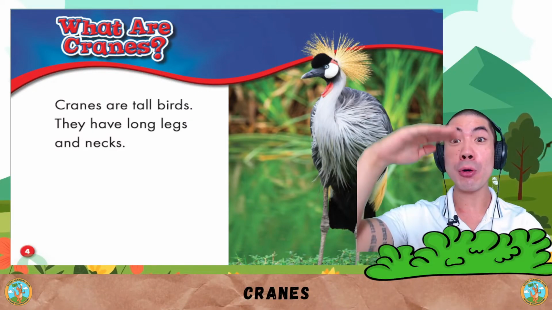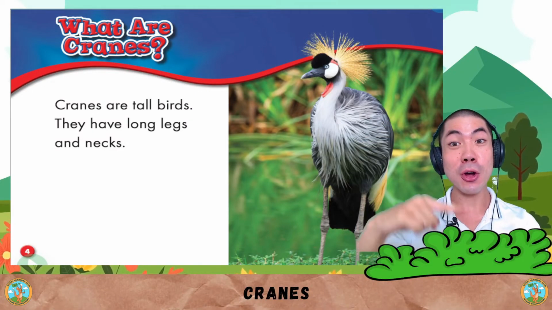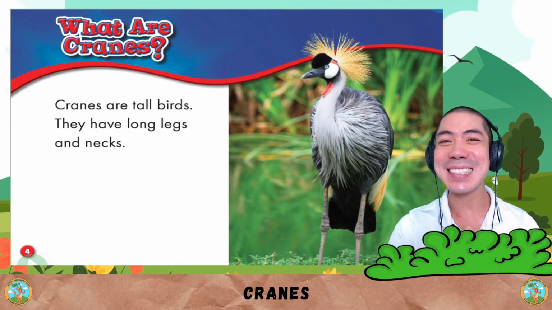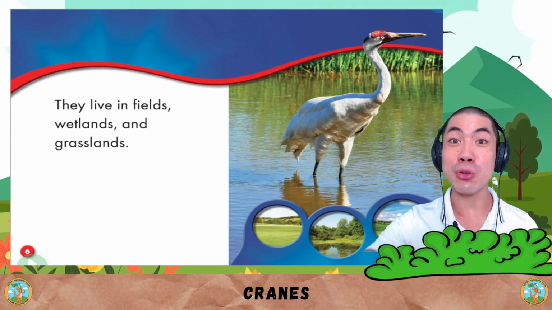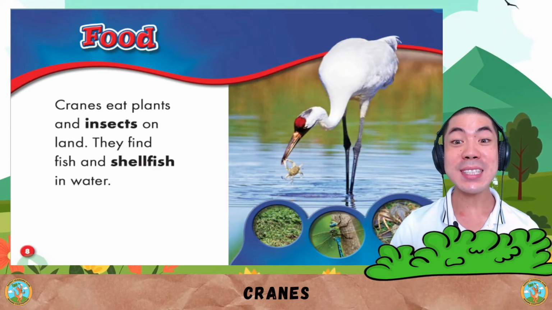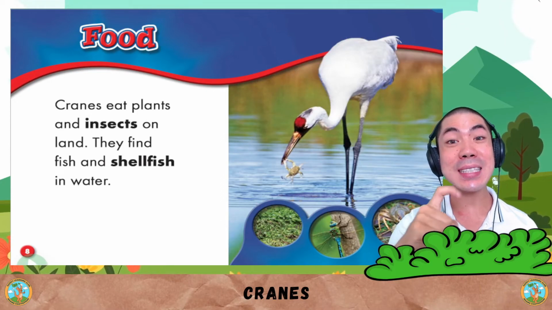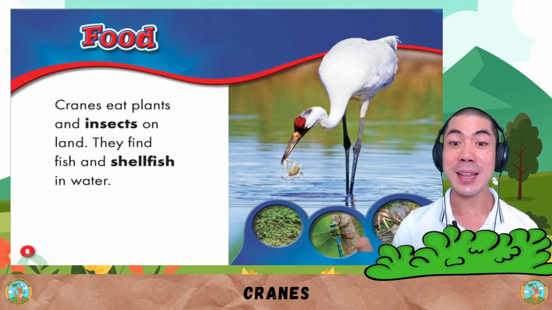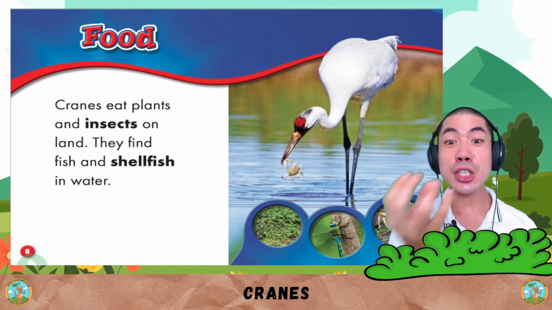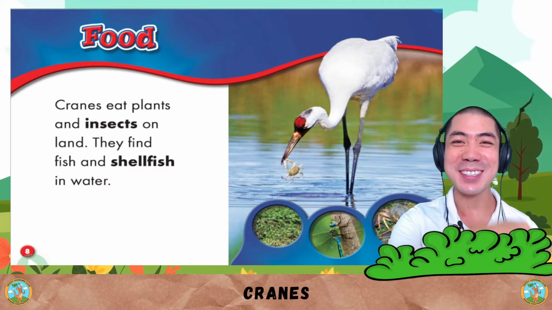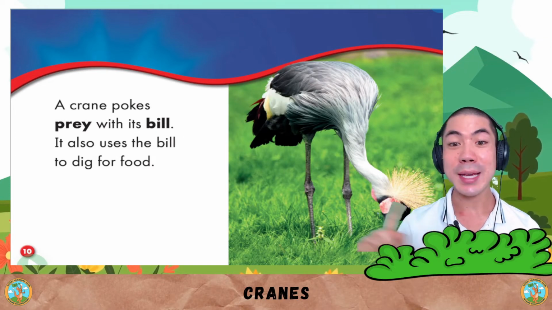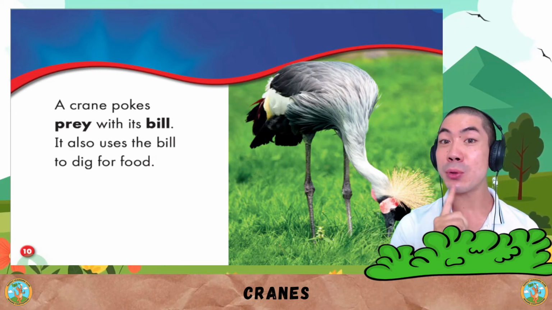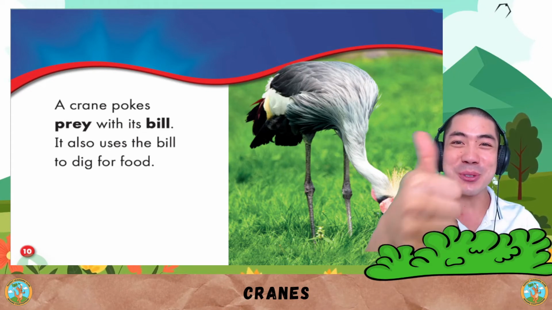Cranes are tall birds. They have long legs and necks. They live in fields, wetlands, and grasslands. Cranes eat plants and insects on land. They find fish and shellfish in water. The crane pokes prey with its bill. It also uses the bill to dig for food.